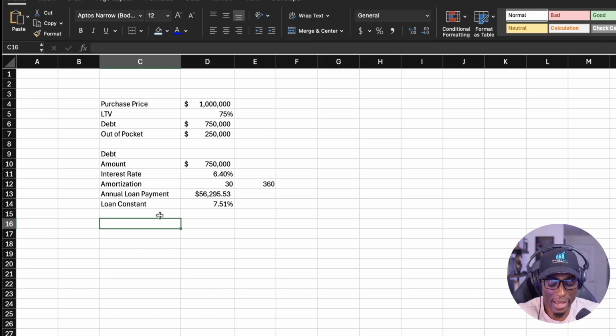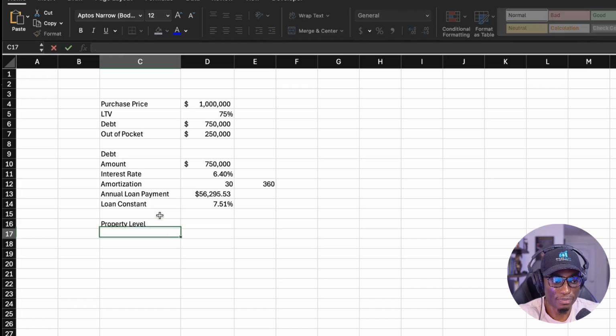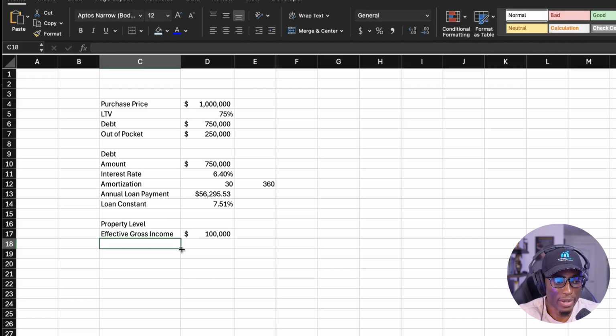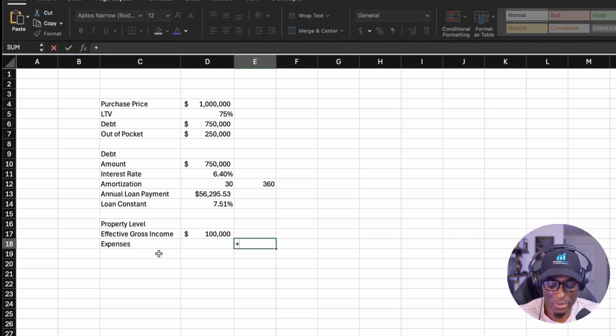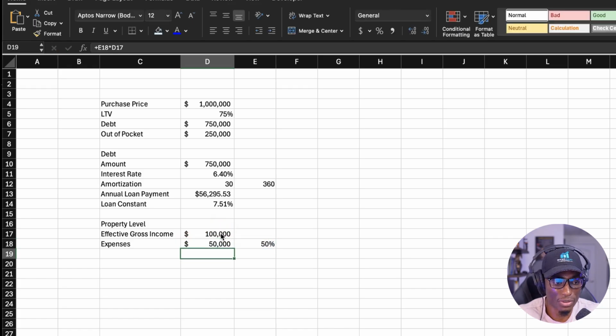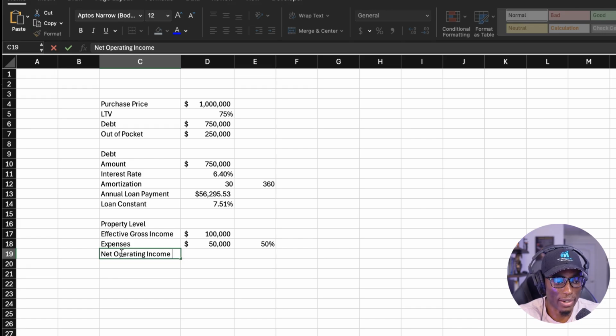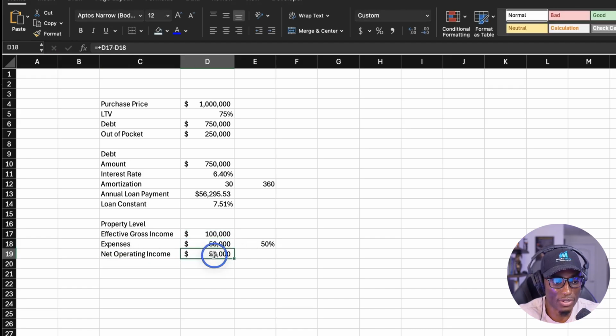Let's take a look at the cap rate for this property. We know we purchased it for $1 million. Let me look at the property level. Let's say this property's effective gross income is $100,000. For expenses, let's assume a Class C property. We're going to assume 50% expenses. So our total expenses, 50% of the revenue the property is generating, is $50,000. Net operating income, or NOI, is the effective gross income minus the expenses, so it's $50,000.